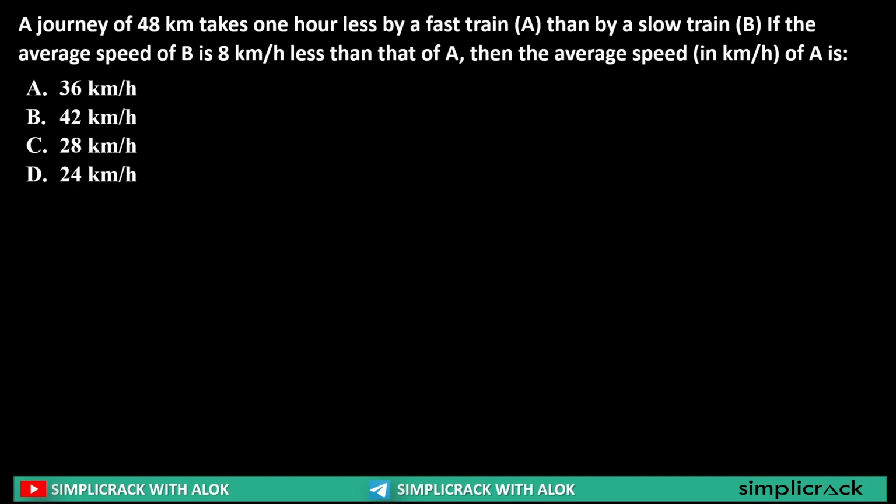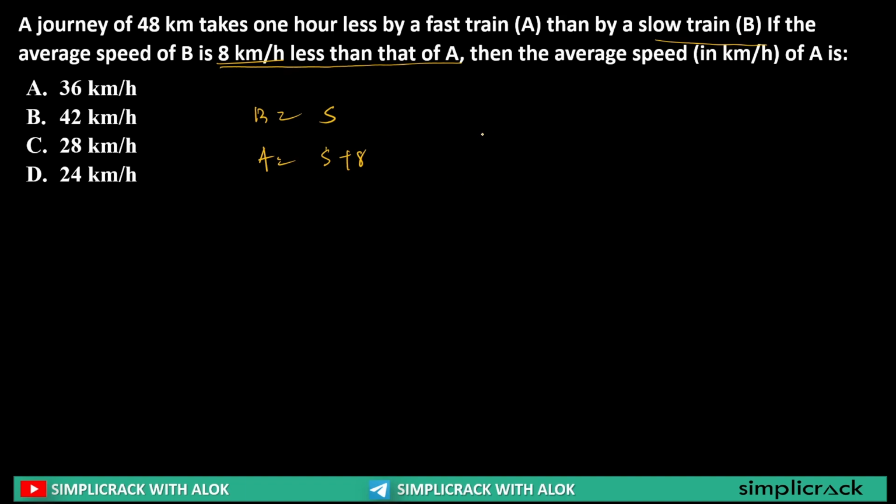Next question. A journey of 48 kilometers takes 1 hour less by the fast train than by the slow train. If the average speed of B, the slower train, is 8 kilometers per hour less than that of A, what is the average speed of A? So let's say the speed of B is S. B's speed is 8 kilometers per hour less than A's, so A will be S plus 8. Are you getting my point? So A is S plus 8 if B is S.